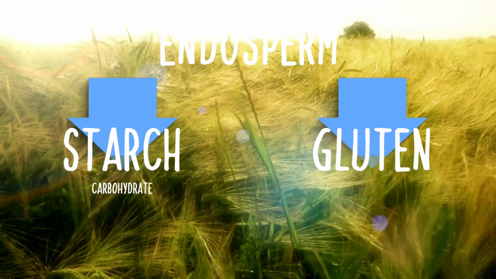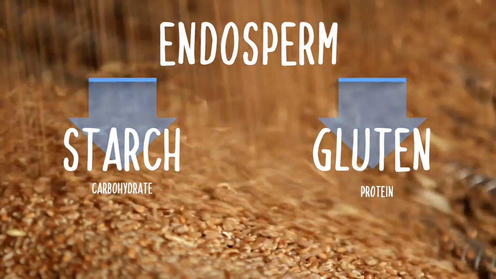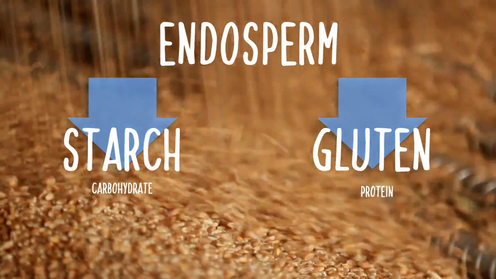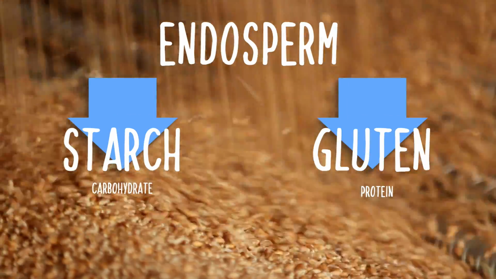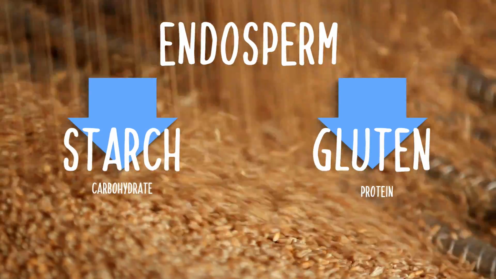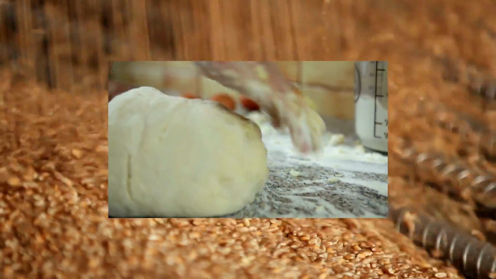It's insoluble, but it becomes soft and elastic in water. And also, it has the property of coming together to form an elastic tissue. And its quantity plays a very important role in the characteristics of the dough. Simply, the more gluten you have, the stronger and firmer the dough will be.